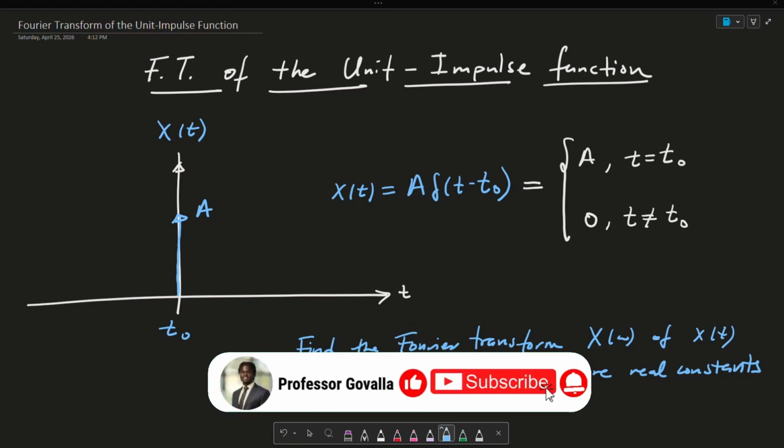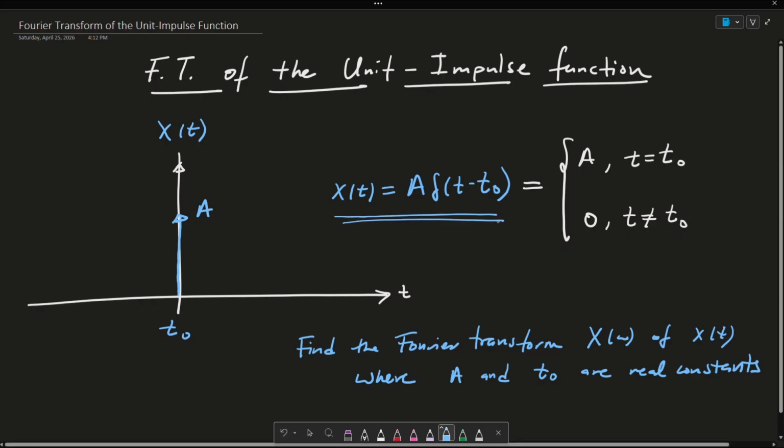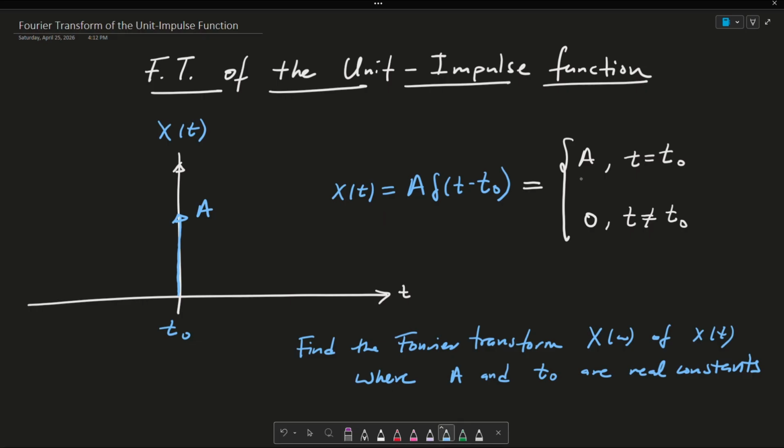My name is Professor Govala, and today I'm going to be doing an example of the Fourier transform, specifically the Fourier transform of the unit impulse function, where in this video we're going to take this generic impulse function A delta(t - t0), where my function is equal to A for t equal to t0 and 0 otherwise. Essentially, we're tasked with finding this Fourier transform capital X of omega of my function x of t, where capital A and t0 are real constants.